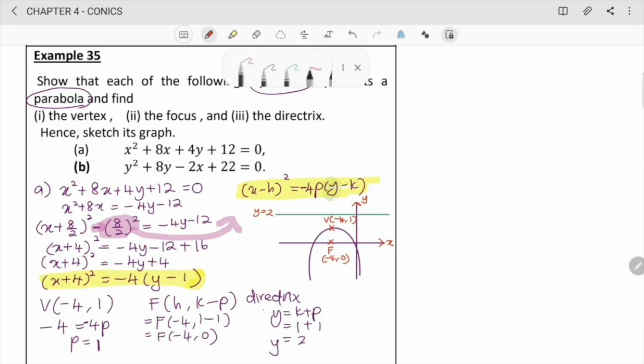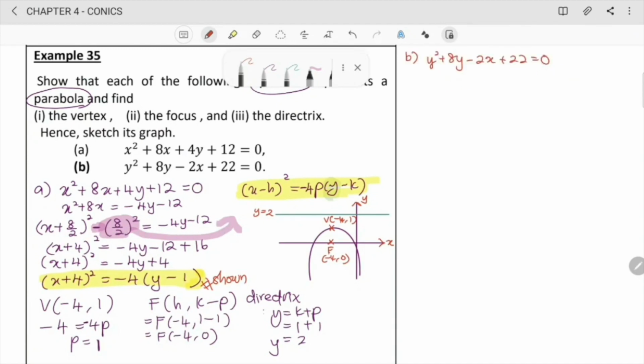Again, one more time, because the question asks you to show that. After you got this standard equation, you can say this is already shown, because the equation is the equation of a parabola. Okay, we are going to answer part B, which is more or less the same. I will skip this part.